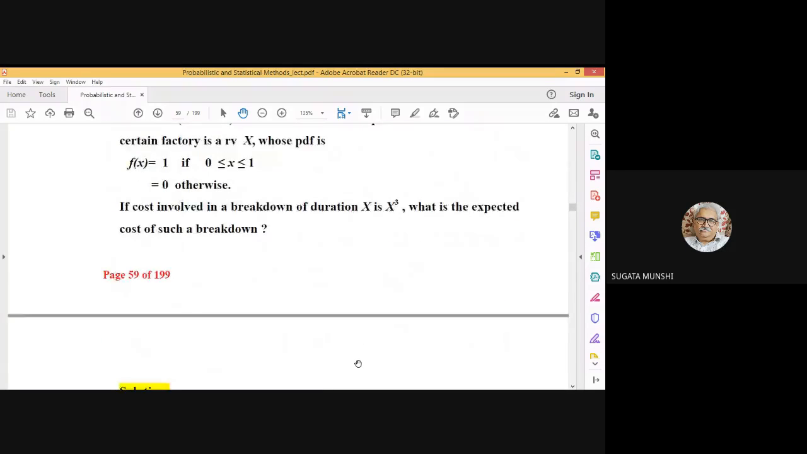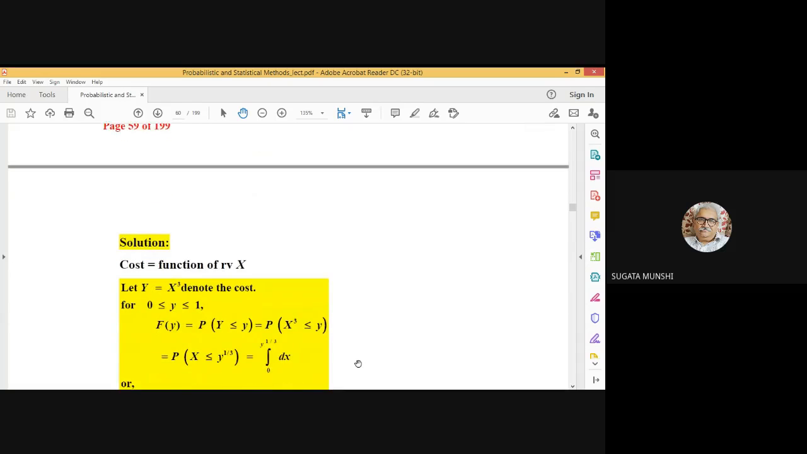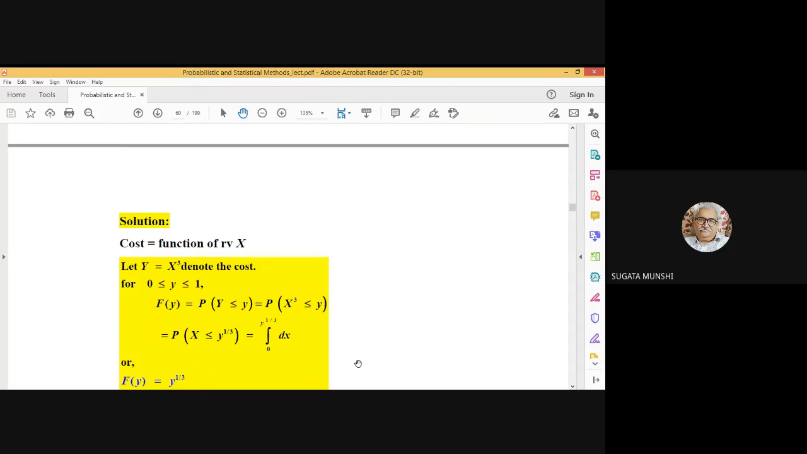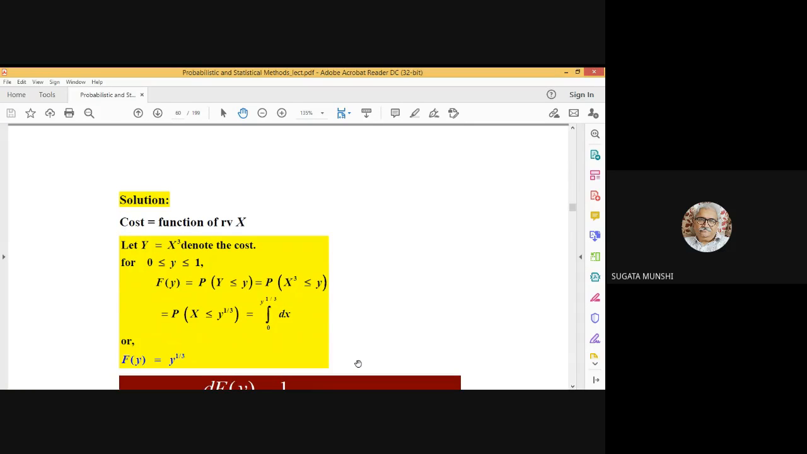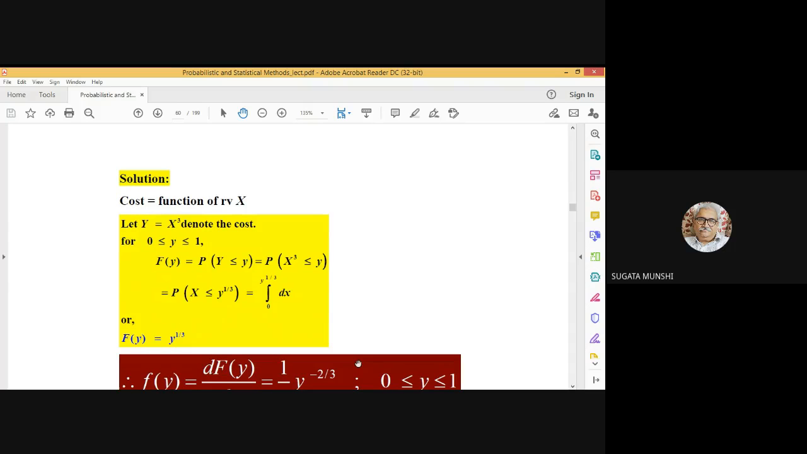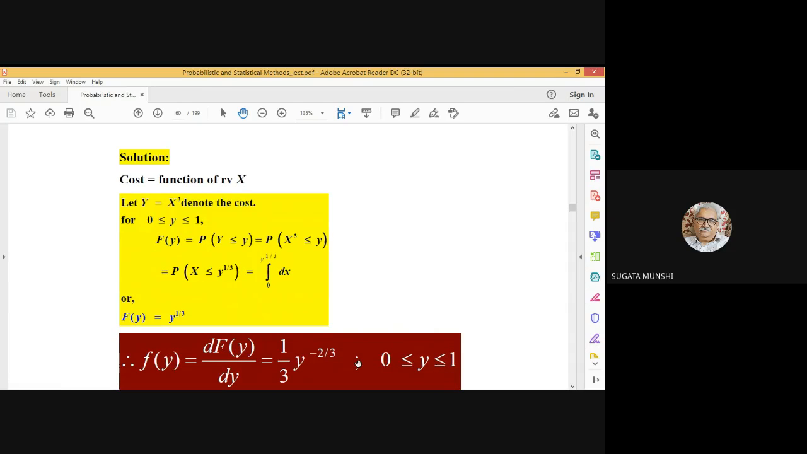Now, first what I have done, I have obtained an expression for the cumulative distribution function and then the density function of y. Because the density function of x is given, I have obtained the density function of y first. So for the time being, I am setting aside the law of the unconscious statistician and trying to proceed in a straightforward manner. So y is x cubed.